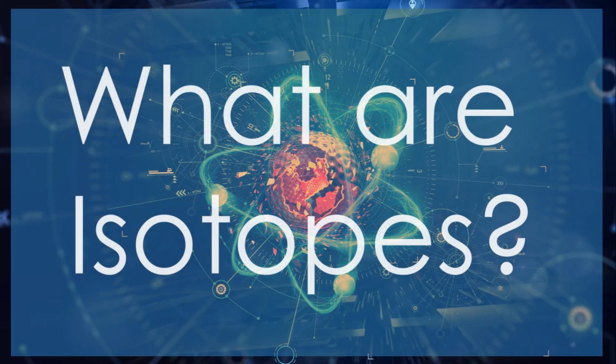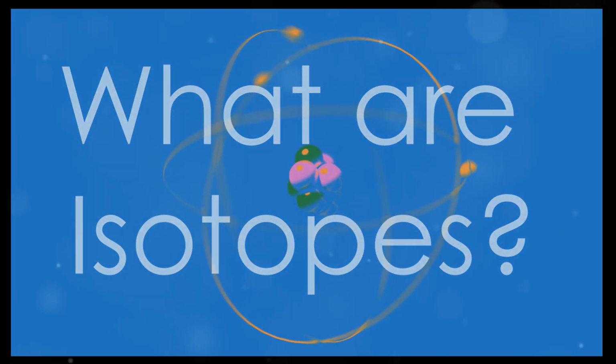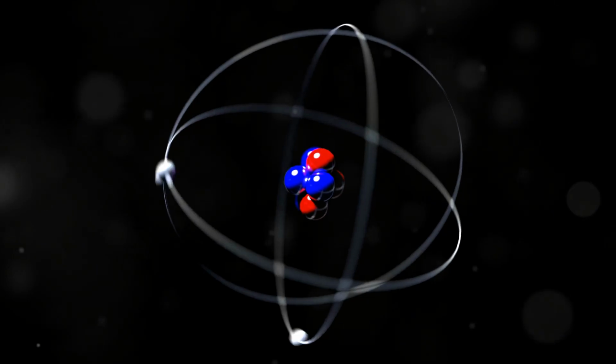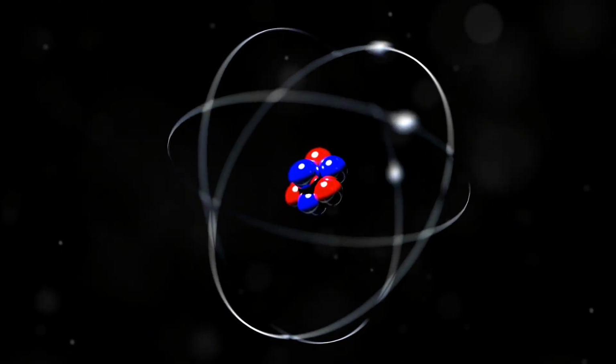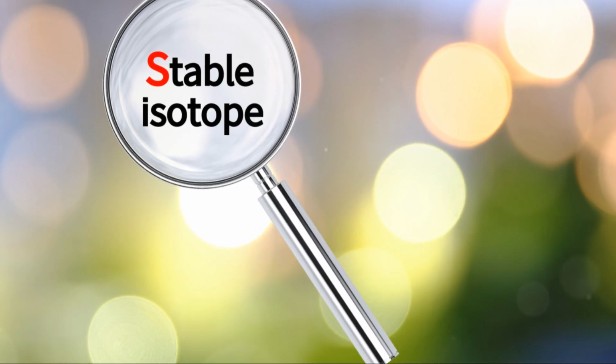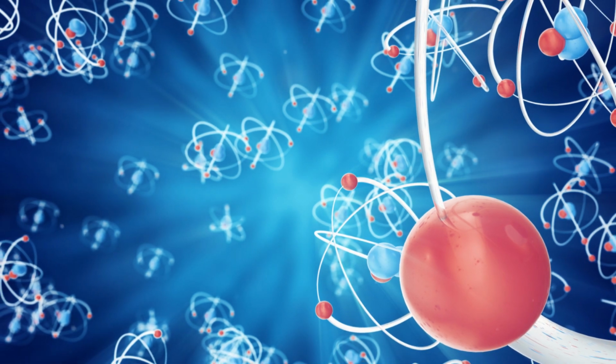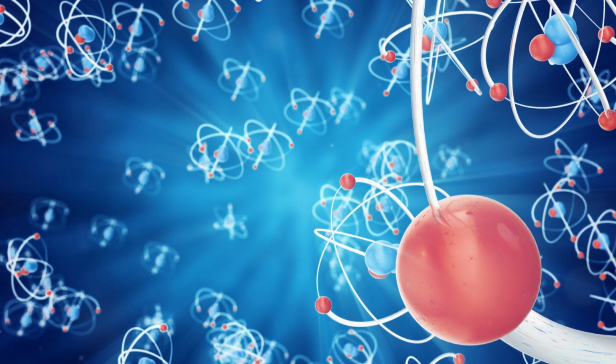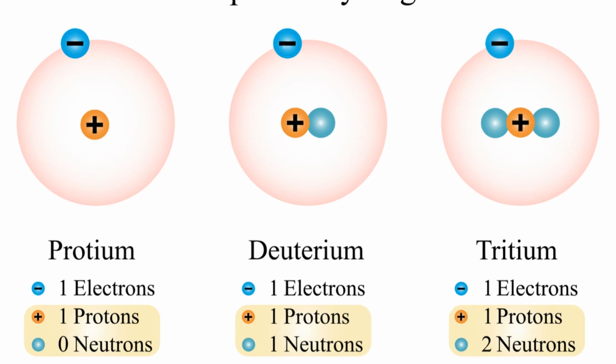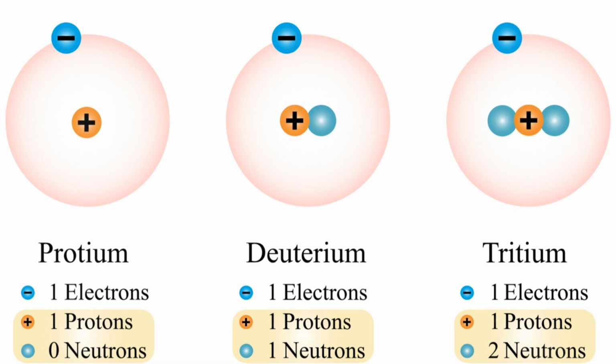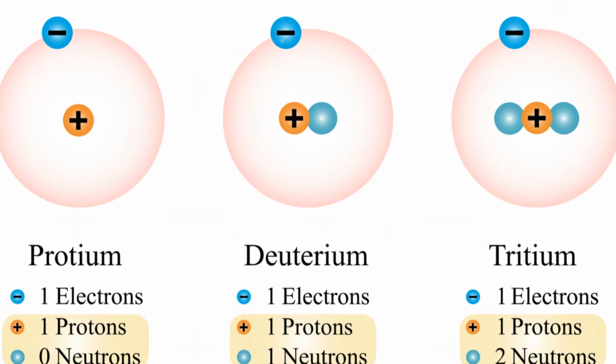What are isotopes? Isotopes are atoms of the same element that have the same number of protons, but a different number of neutrons. This means they are different forms of the same element. Although the neutron number varies, isotopes have nearly identical chemical properties. For example, hydrogen has three isotopes: protium, deuterium, and tritium.